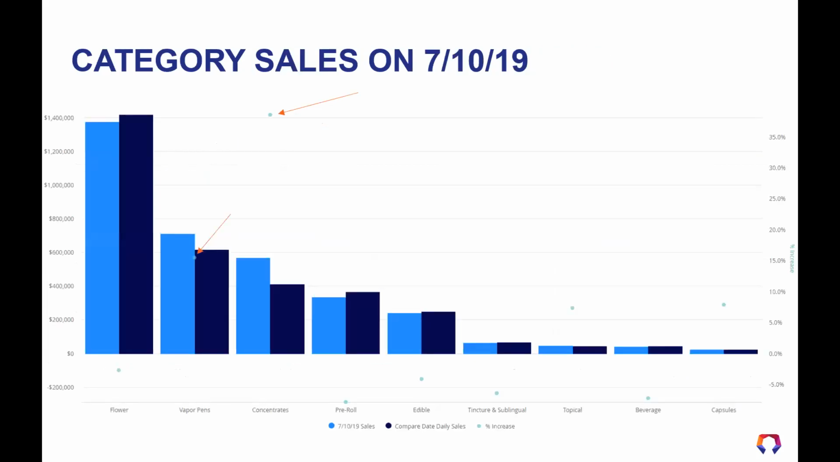When comparing dab day to the previous 4 same days of the week, you can see that almost every category except for vapor pens and concentrates saw a decrease in sales. Concentrates, on the other hand, grew by 38%. This just goes to show that both retailers and producers need to be paying attention to and planning for the unique seasonality and demand of the cannabis market.